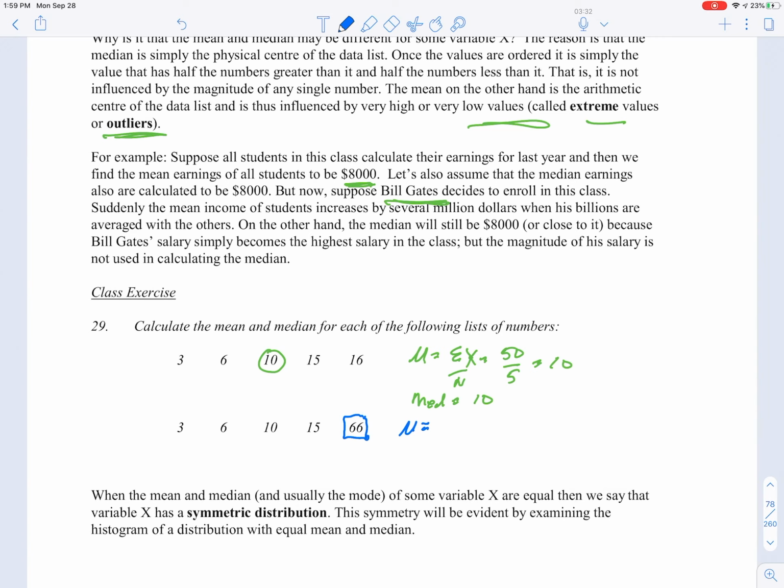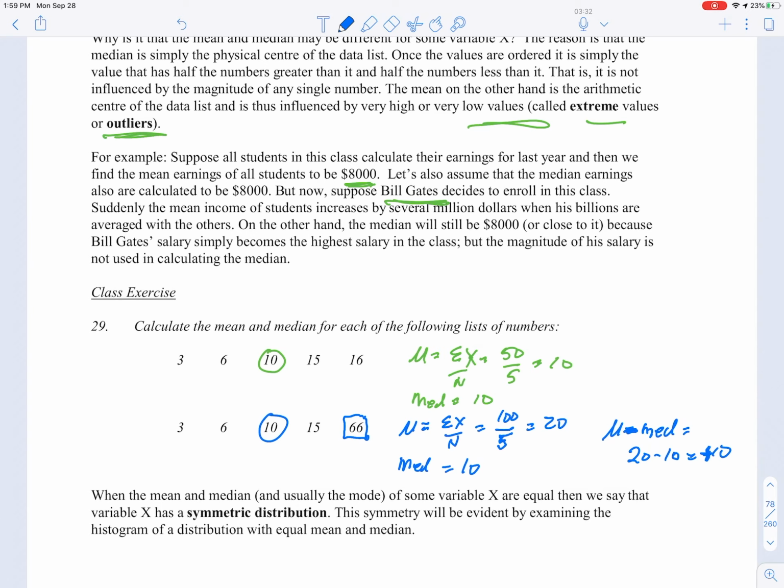And if you were to sum these guys up and divide through by n, you'd end up with 100 over 5, which is equal to 20. And then the median is still equal to 10, the middle number. Then what we do then is we calculate the difference between the two. So the mean minus the median is equal to 20 minus 10 is equal to plus 10.